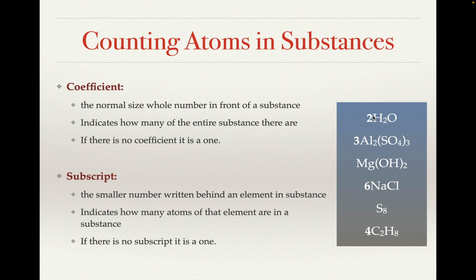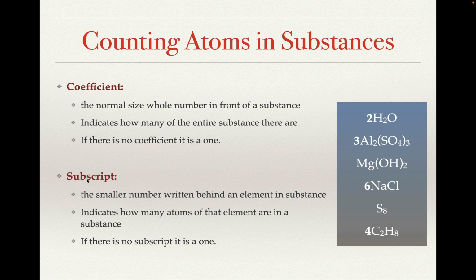They tell me how many of the entire substance we have. So this 2 says I have 2 H2Os. I have 3 Al2(SO4)3s. I have, oh wait, there's nothing here. Oh, if there's no coefficient, that's a 1, okay? So that means that there's 1 magnesium here, there's 2 oxygens, and 2 hydrogens here, okay? So the coefficient basically is like everything that follows it, it has 3 of those, okay?